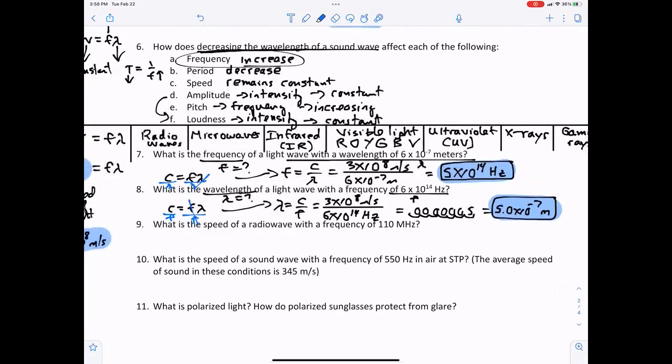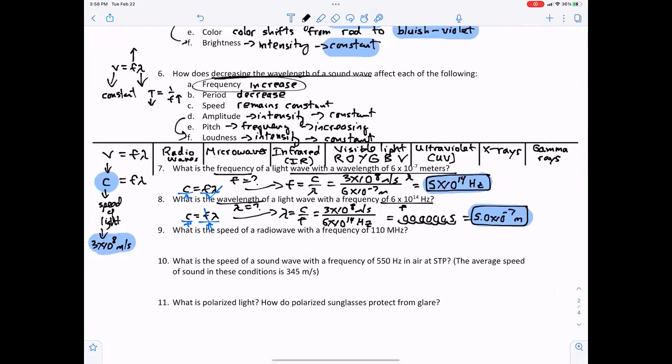Okay. What is the speed of a radio wave of frequency 110 megahertz? Well, this is kind of a trick question because it's not really a calculation. Just remember, all forms of light that we see here all have a couple things in common. One, they can all travel through the empty vacuum of outer space. They don't need a medium to vibrate like a sound wave does. Two, they all travel at the same speed. So radio waves travel just as fast as X-rays do, just as fast as visible light or gamma rays.